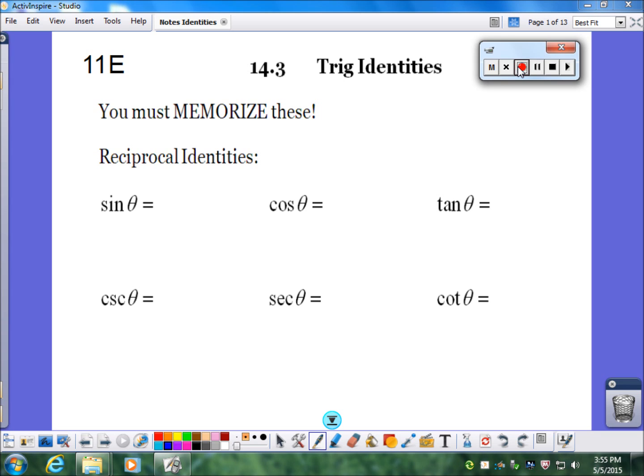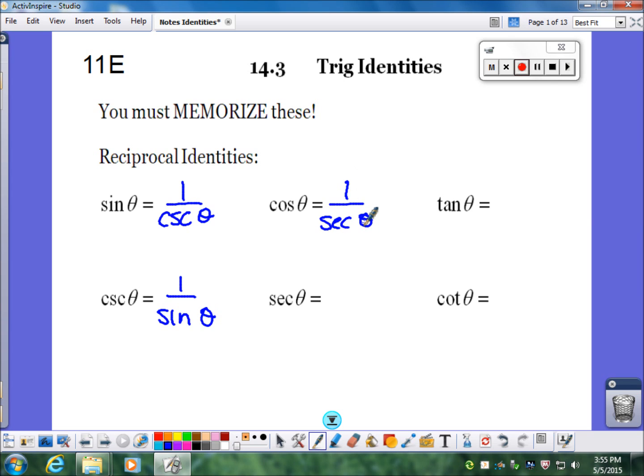identities. So sine of theta is equal to 1 over cosecant of theta. So that means cosecant of theta is 1 over sine of theta. Cosine of theta is 1 over secant theta. These are just equivalent expressions. We're going to be substituting them in for each other. Secant of theta is 1 over cosine of theta. And finally, tangent of theta is 1 over cotangent of theta. And cotangent of theta is 1 over tangent of theta. Reciprocal identities.